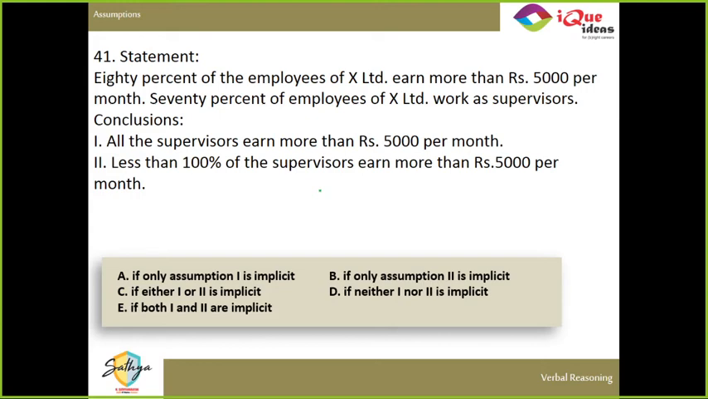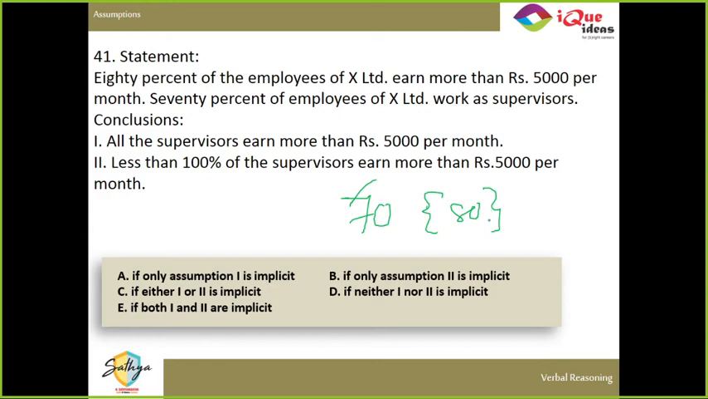Now guys, look at it carefully. 70% are supervisors and 80% earn more than 5,000. So either it is possible that the 70% of supervisors belong to the 80% totally, or they don't. Both the cases are individually possible. Either the entire 70% of supervisors are counted in the 80%, or not all the 70% are counted in the 80%. Some are and some are not. These are the only two cases possible.